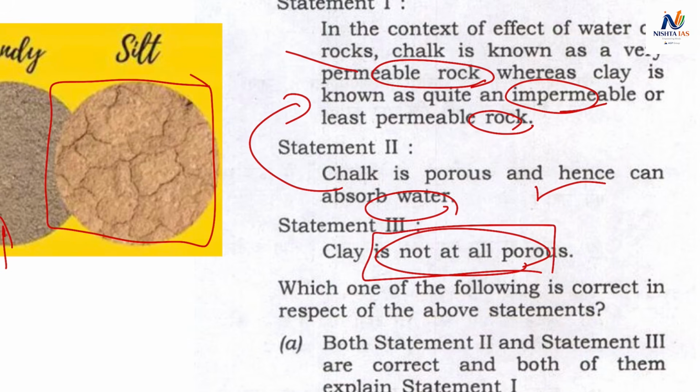And the third statement, clay is not at all porous. Friends, this is a very extreme statement, and cut this down, you will get the answer easily. And here I have to say that, friends, it is very essential for you to analyze which is a moderate statement and which is an extreme statement. If the statement was like this, clay is having very less porosity, it would have been a definitely correct statement. But not at all porous is completely an extreme statement.